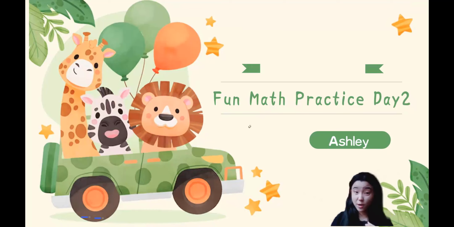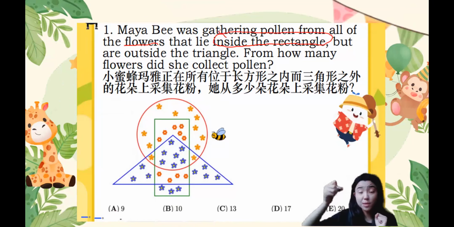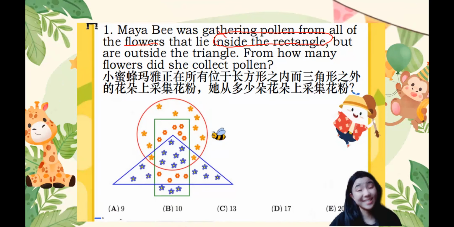Okay. So in day 2, we still have 2 interesting questions. Let's see. The first one: Maya the bee was gathering pollen from all of the flowers that lie inside the rectangle. We should remember to circle out the important information while we read the question. The important information is lie inside the rectangle, but outside the triangle. So we want to know from how many flowers did she collect pollen?